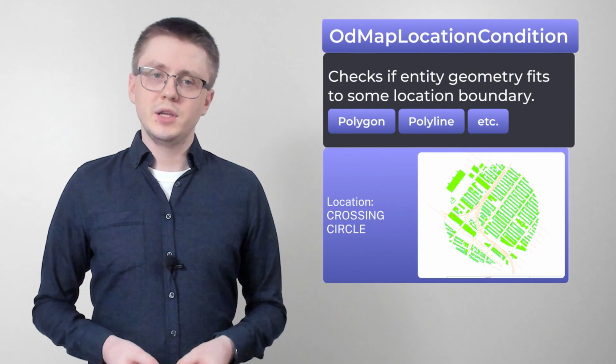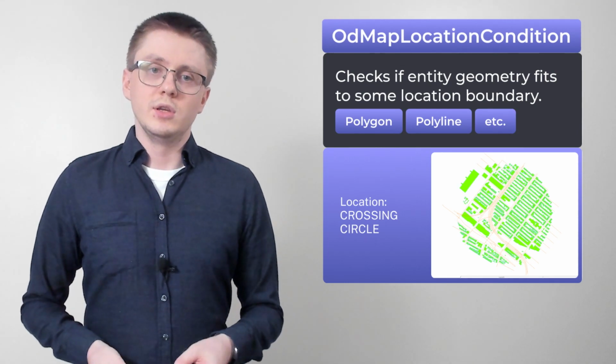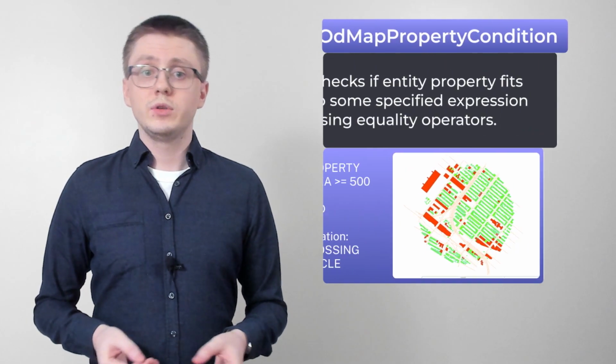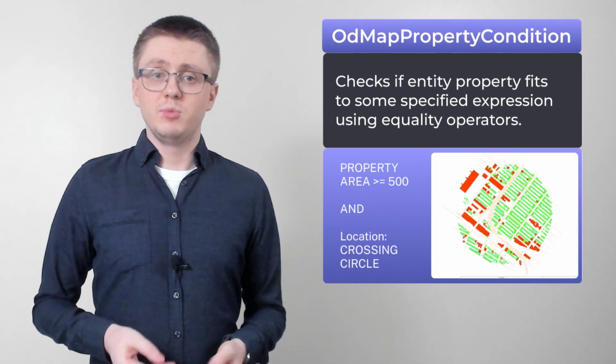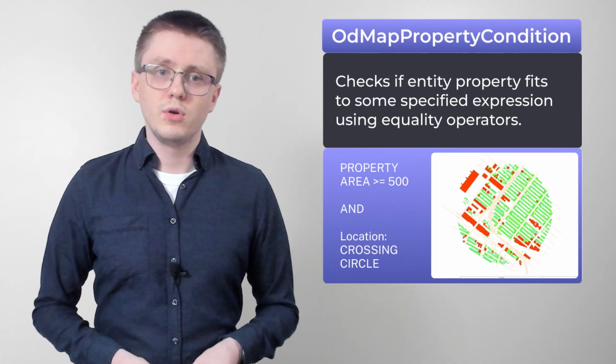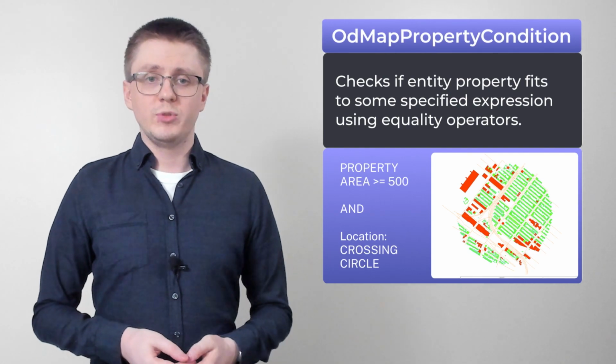There is also a big variety of query conditions. For example, ODMap location conditions. It can be used to check if entity fits to some location boundary. Or ODMap property condition. It can be used to check if some entity property is equal to, like, more or less than some specified value. And now I'll show you a small demo.